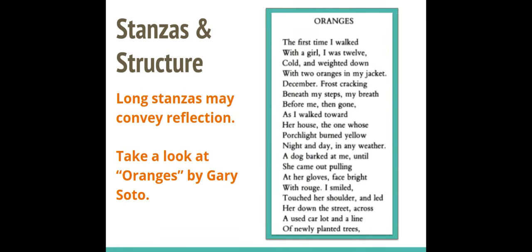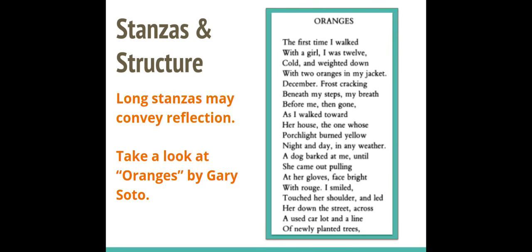Now, sometimes a poet is not going to use stanzas at all, and instead their poem may be one continuous stanza. So these long stanzas are generally going to convey a type of reflection, a type of thinking. Okay, it's called stream of consciousness, and what that means is it's just thinking that is happening. Just like when you tell a friend a story or you talk to somebody about a memory you have, you don't really stop to think about the details before you speak. You're just speaking. And that's exactly what the speaker in the poem Oranges by Gary Soto is doing.